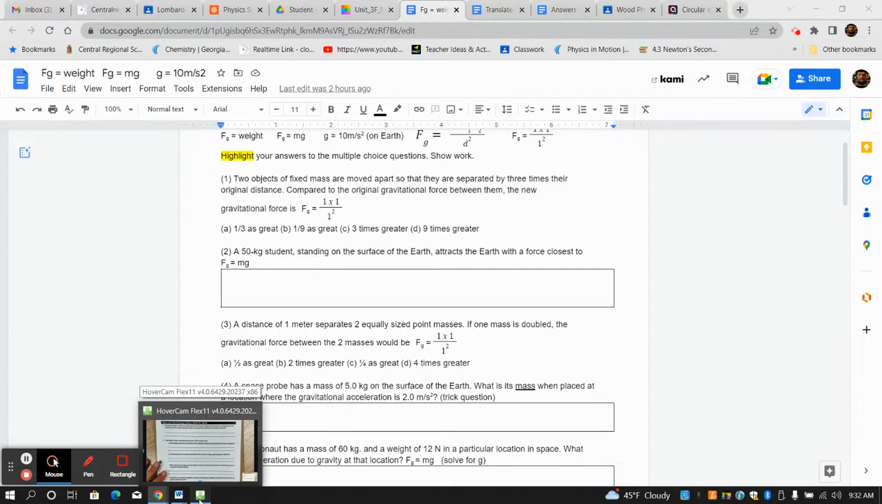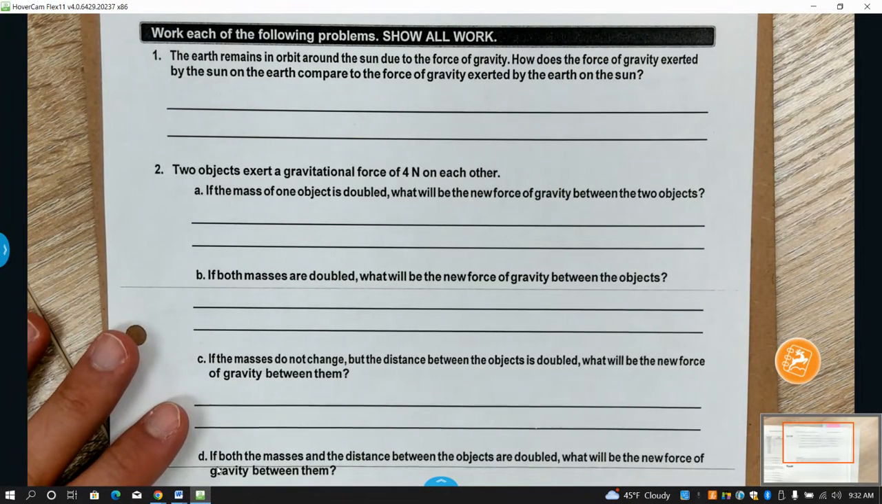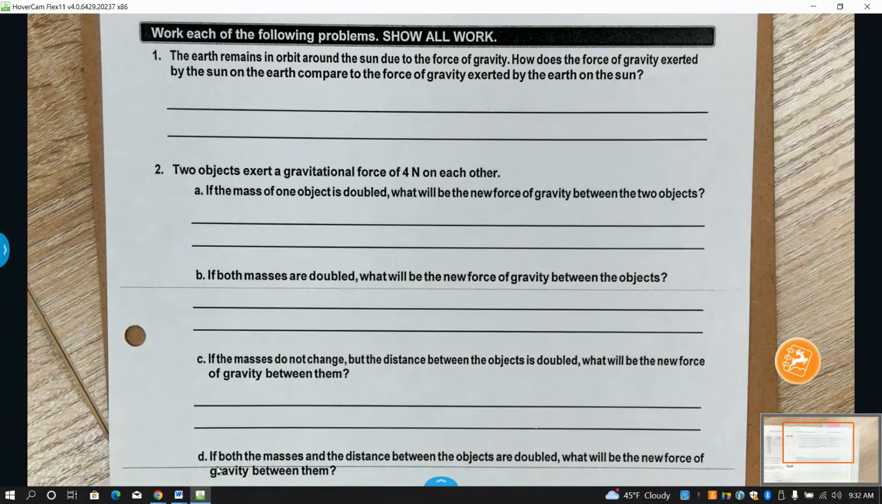All right. So, guys, the thing we're working on right now are universal gravitation practice problems, mostly conceptual based here. Number one, Earth remains in orbit around the sun due to the force of gravity. How does the force of gravity exerted by the sun on Earth compare to the force exerted by the Earth on the sun?